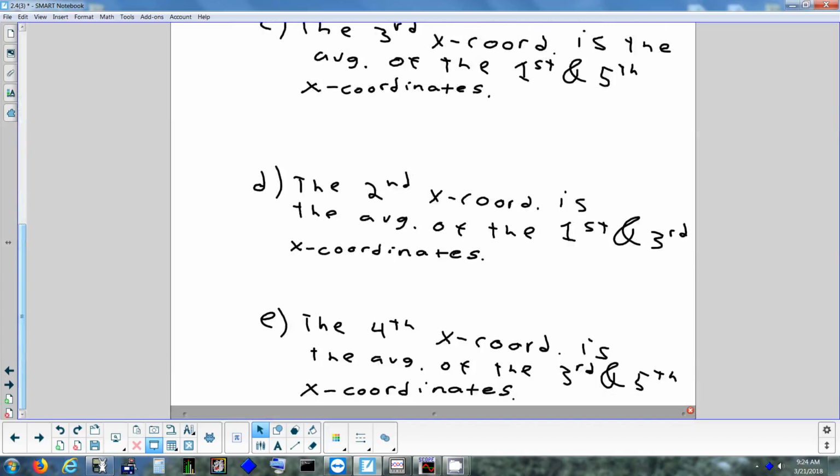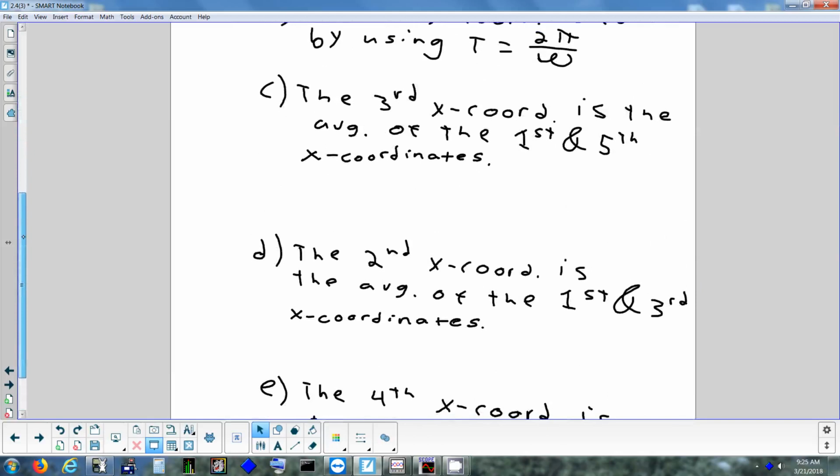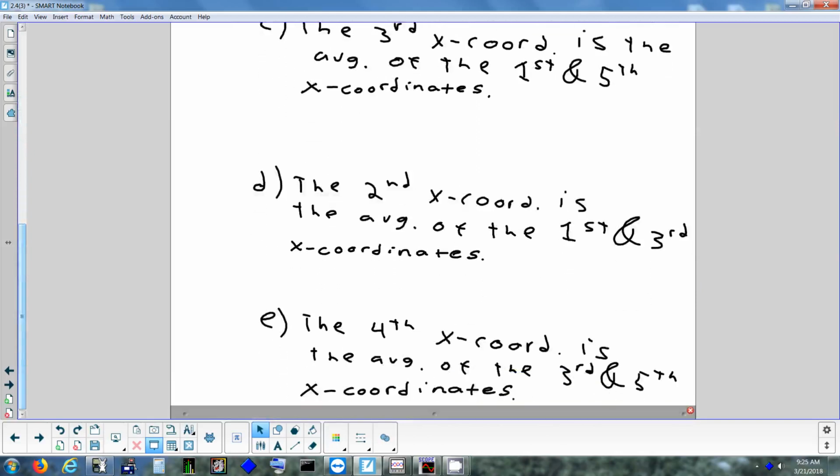So if you mess up finding the fifth coordinate, you messed up everything. Because the third coordinate is the average of the first and the fifth, and if the fifth is wrong, then the third is wrong, and you're going to use the third for everything else. So just be careful as you go through it. Okay, so we'll try a few examples of making the table for a period change and doing the graph, and then we'll see how much time we have left.